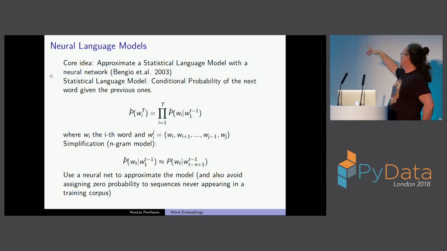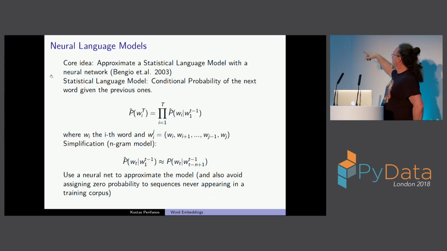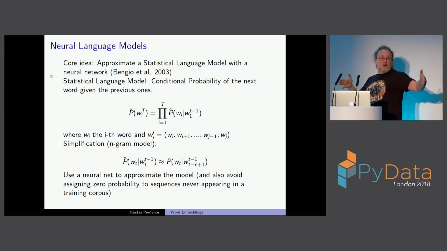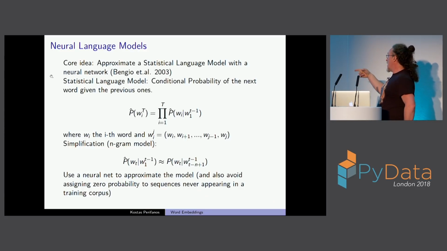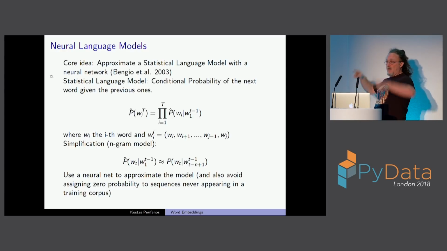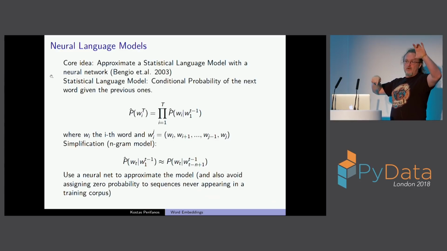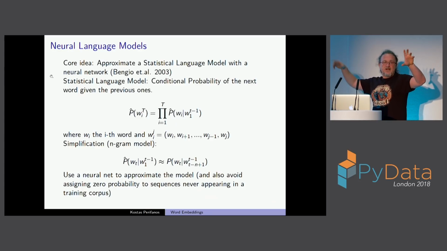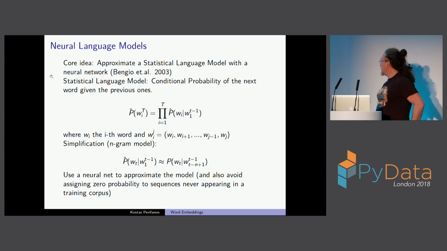So a statistical language model is defined as the conditional probability of the next word given the previous ones. We do some simplification and disregard most of the words, keeping a window of n words, the n-gram model. Then we use a neural net to approximate that model, and we get back in the hidden layers an approximation of what we call embeddings, with size vocabulary by the dimension of the hidden layer. First representation done.